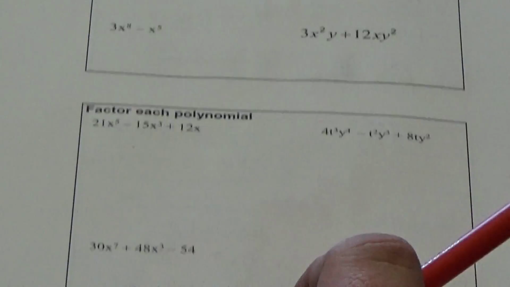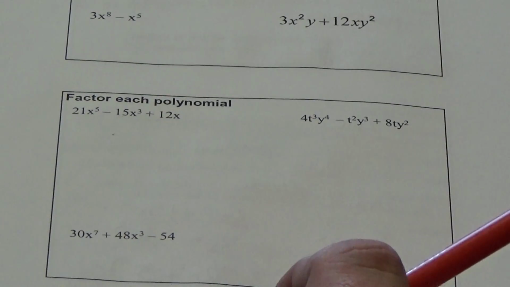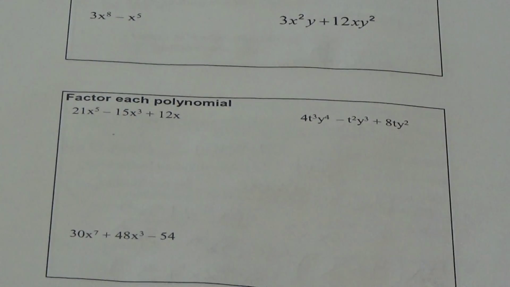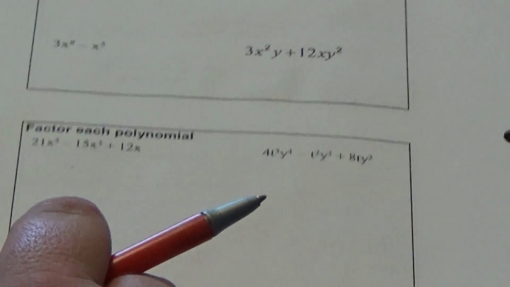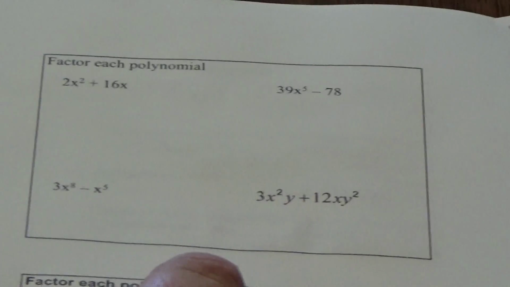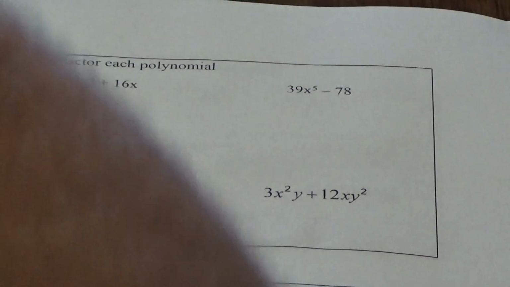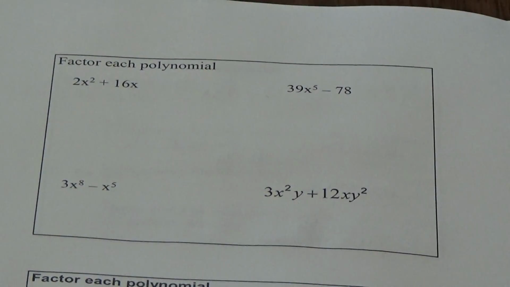7 more here. I want you to go ahead and pause the video, attempt all 7 of them, find a GCF, and factor. After you've tried all 7, unpause the video and watch me complete the 7 problems. There's not going to be a lot of talking. I'm just going to work them. So I want you guys to work them, watch me work them, and then you'll know the steps. GCF is 2x parentheses plus.